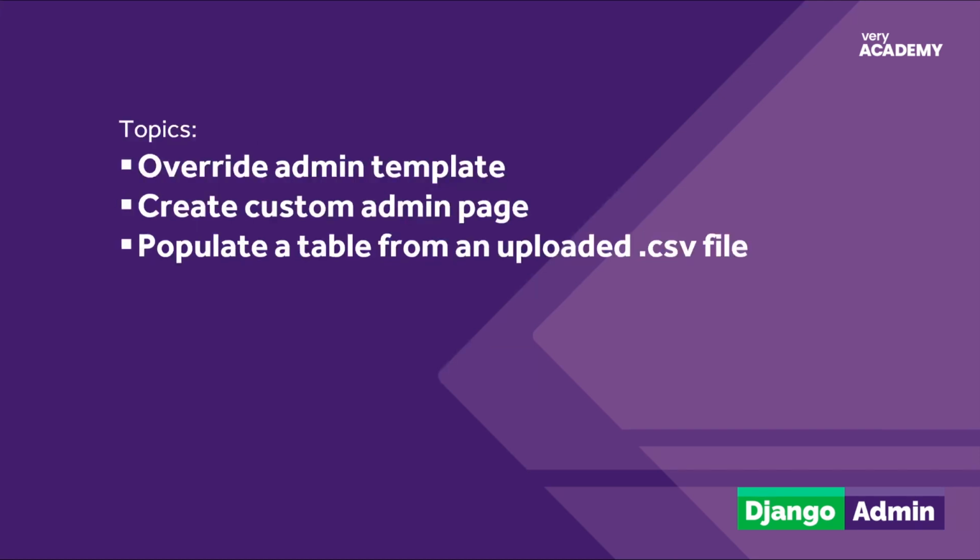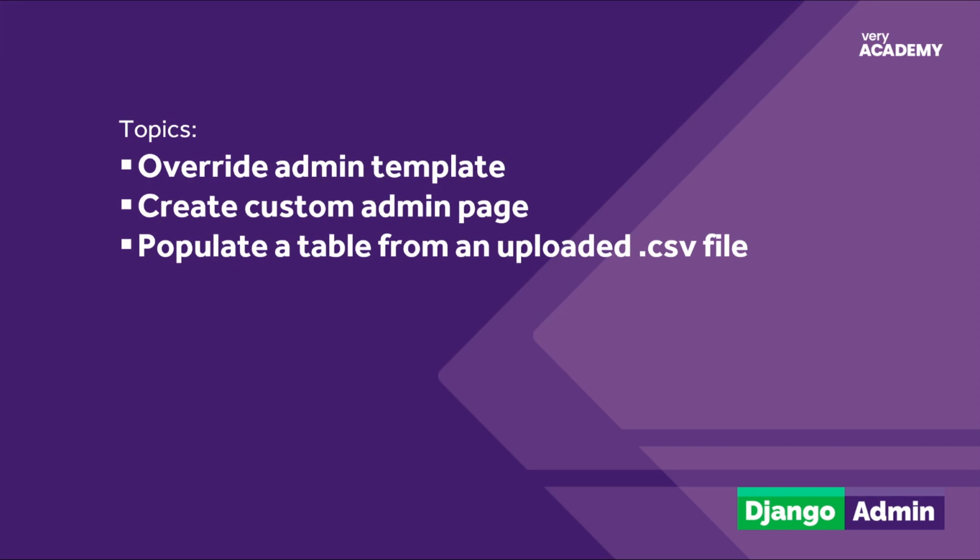So there are some interesting actions here that we need to go through that we haven't done yet in the Django admin series. So first of all, we're going to override an admin template so that we can add a button so that the user can click on it, and that would take them to a custom admin page. So we don't necessarily need a custom admin page, but I thought it'd be a good idea to show you how to do that if you didn't know how.